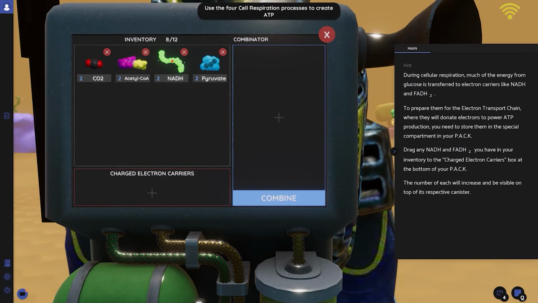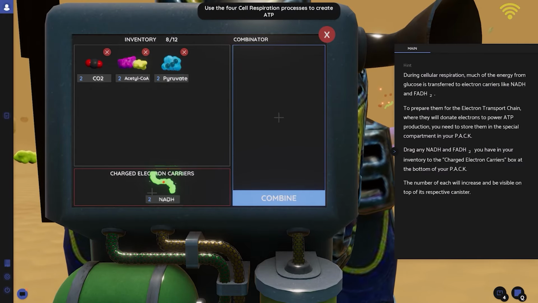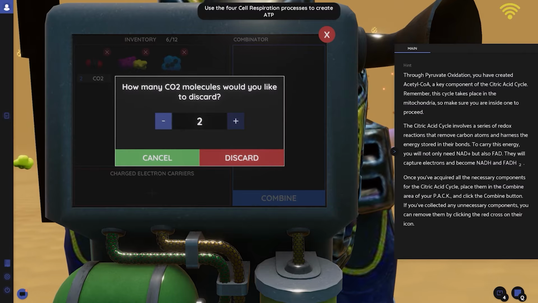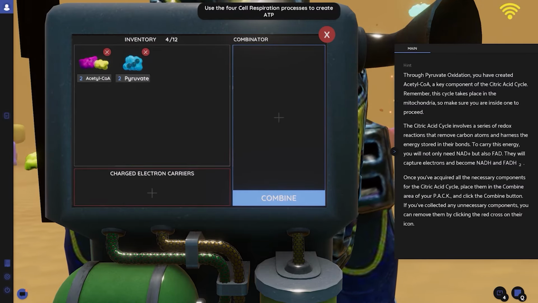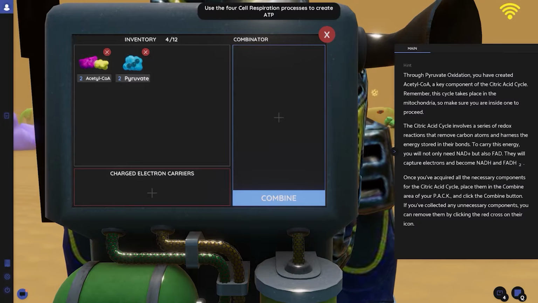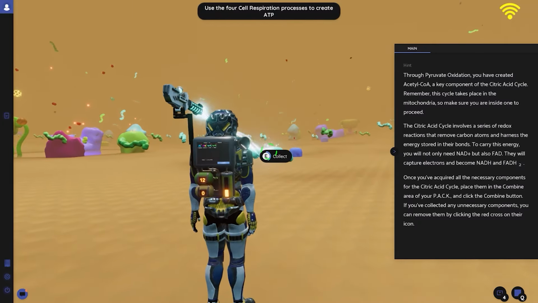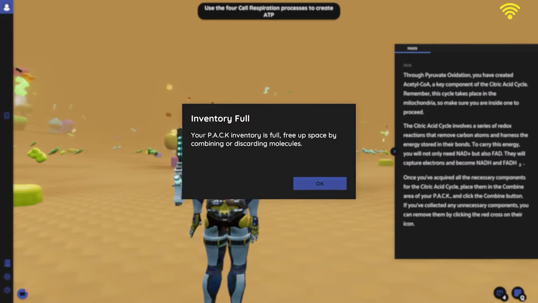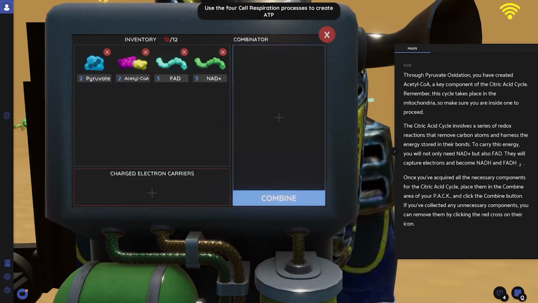Excess CO2 is discarded, while NADH is safely stored for the next stage of respiration. Inventory management is critical, as the student ensures they have enough space for the next phase, the citric acid cycle. With their energy stores growing, they press forward into the mitochondria's depths, ready for the next biochemical challenge.